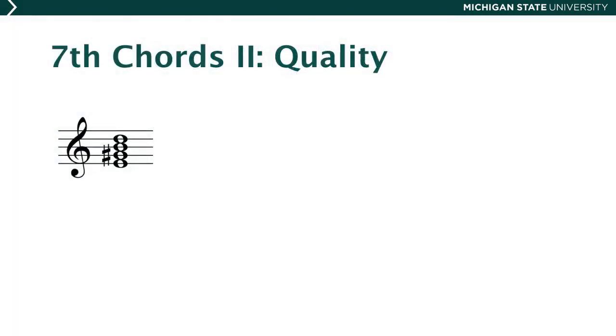In the last lecture, we looked at 4-note chords called seventh chords, so called because the interval between the root of the chord and the top note of the chord is a seventh. In this lecture, I'm going to talk about the most common types of seventh chords.